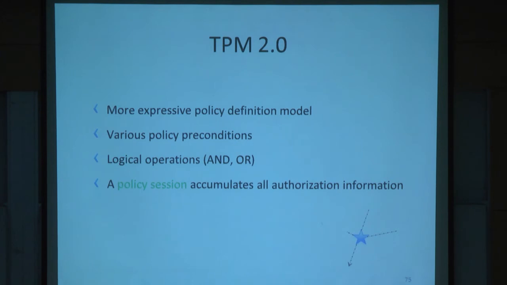So TPM 2.0 changes this by providing various kinds of logical combinations. You can actually have a disjunction of different policies that are acceptable, and they can have this external authorization like we saw in this reference integrity metric. And they do that by introducing a construct called a policy session.